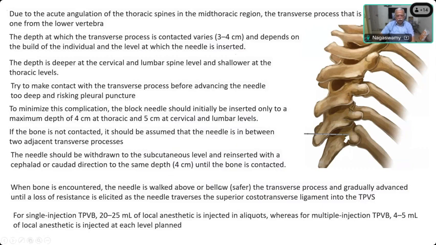So for a single injection, you can give 20 to 25 ml of local anesthetic, which you expect to spread cranially as well as caudally and produce multiple level blocks. But if you are planning to give multiple level injections, each injection should have only 4 to 5 ml of local anesthetic at the injected plane.